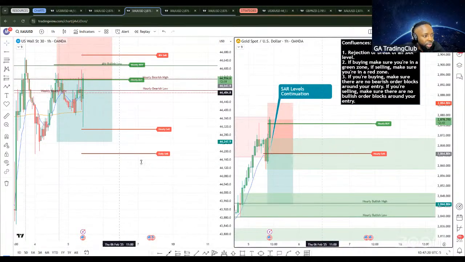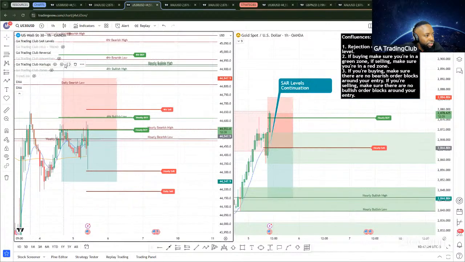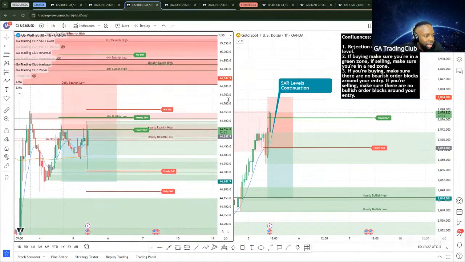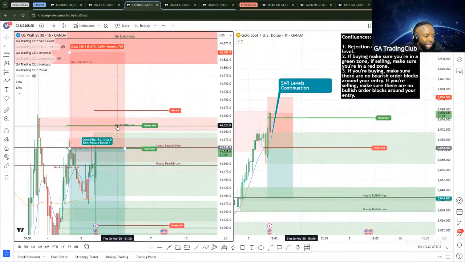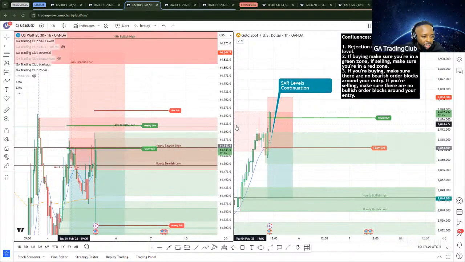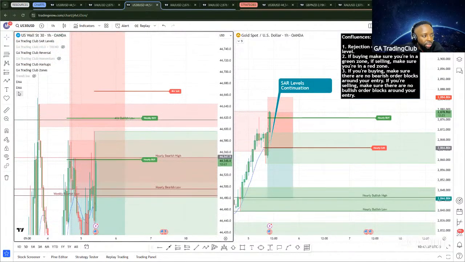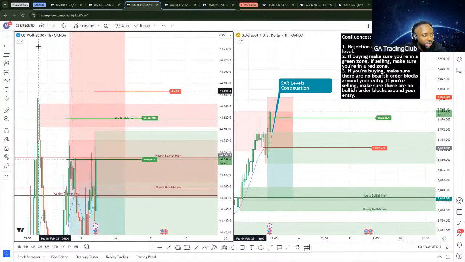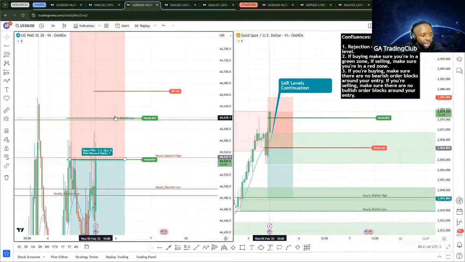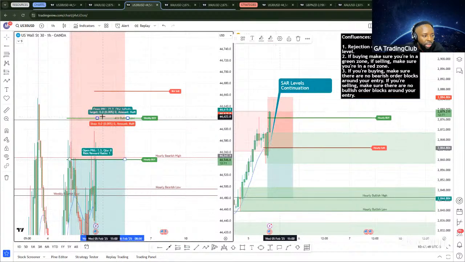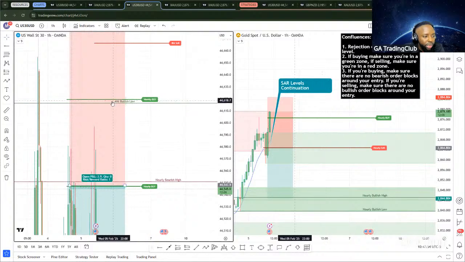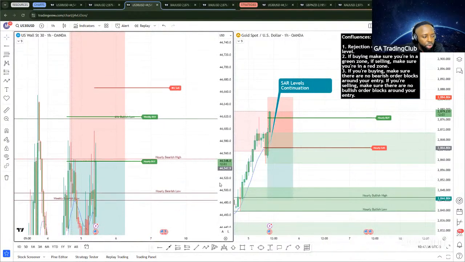Same thing for US 30 here. So this hourly entry for US 30, I was really hoping that if price comes back up, I could enter a sell here, but any sell you enter here would not be in line with confluence number three, because here you can see we have this 4-hour bullish order block. If price gets up here, you wouldn't want to take a sell, because that 4-hour bullish order block is right here. You don't want to be selling into a bullish order block.